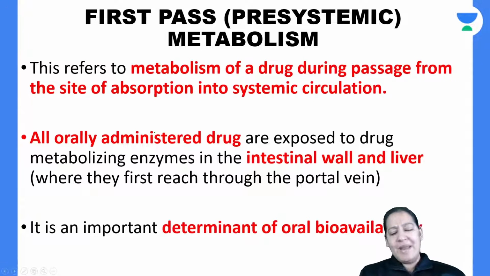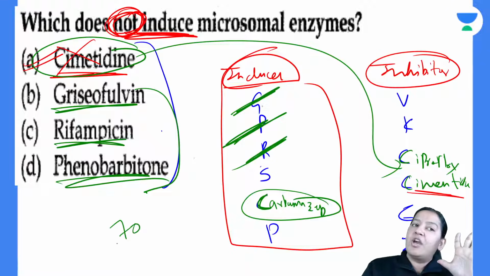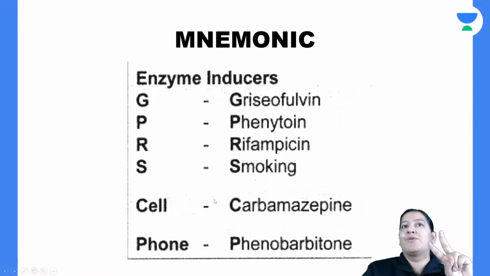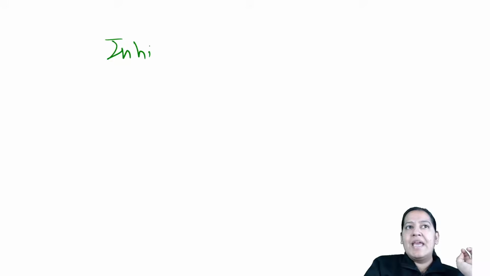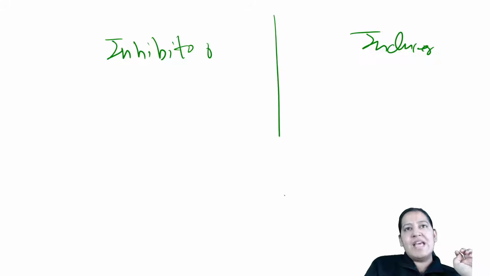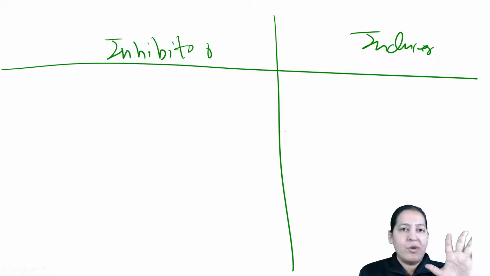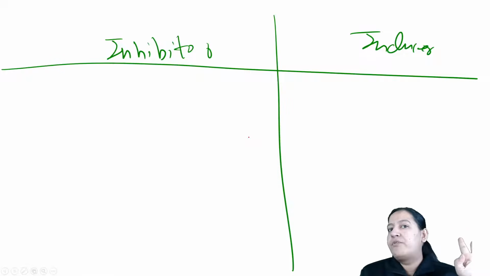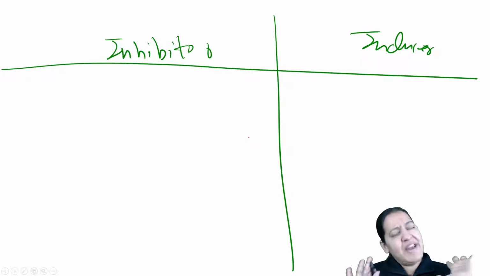There are many questions based on this. Today your homework is to solve all the questions on enzyme inducer and inhibitor. You will find more than 70 MCQs based on these two mnemonics only. These two mnemonics are ultra important for you. I always tell my students that if you are a second prof MBBS student and you don't know these mnemonics or their full forms, you can't pass your second prof. Definitely you can't pass, please take my words. This is that important a topic.